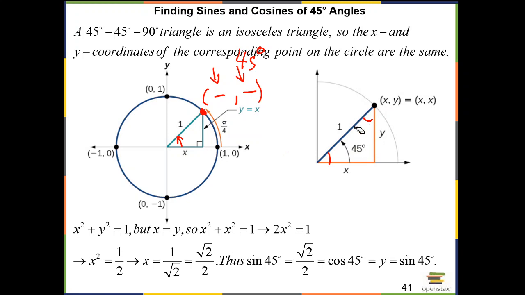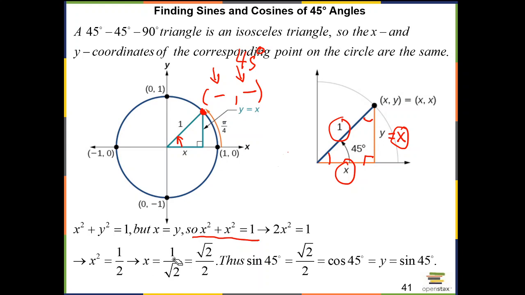Why? Because in a triangle, the angles add up to 180. Now, if this is 45 and this is 45, then this triangle is isosceles. That means these two sides have to be equal. If this is x, that has to be x too. Or you can consider both of them to be y, it doesn't matter. Or if this is m, this is m, doesn't matter, right? So this is x, this has to be x. Then x squared plus x squared has to be 1. See that? That means 2x squared has to be 1. That means x squared has to be 1/2.